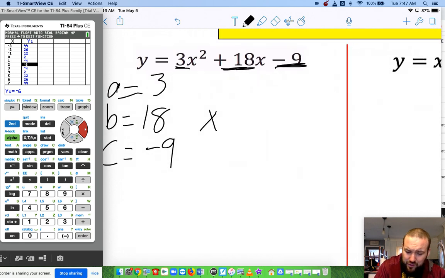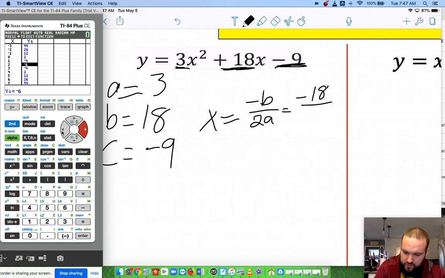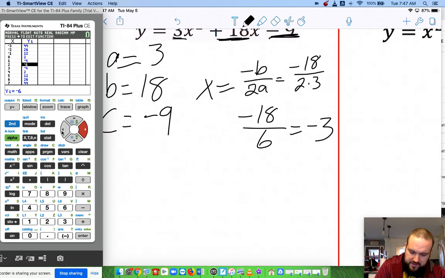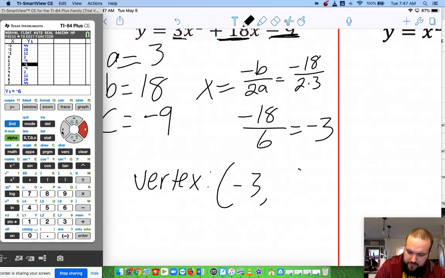Now, the C value actually doesn't matter right now because in order to find the axis of symmetry or the x value of the vertex, I only have to do the opposite of B over 2 times A, which is 2 times 3. 2 times 3 is 6, so negative 18 divided by 6 is negative 3. So what that tells me is the vertex is at negative 3 comma something.